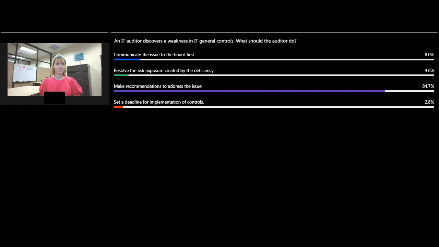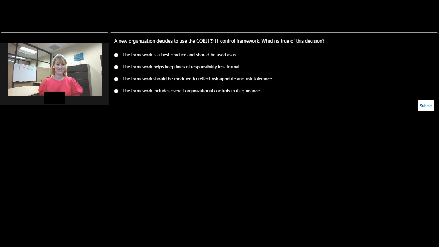I'm going to hand it back to Kelly as we move to our next question. Okay, we have our third polling question and practice question, one more after this. So the next question states that a new organization decides to use the COBIT IT control framework, which is true of this decision. So again, please choose your radio button and hit submit, and we'll give you a few seconds.